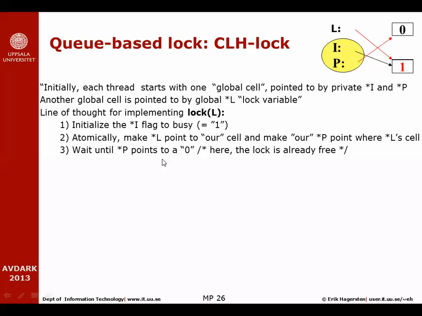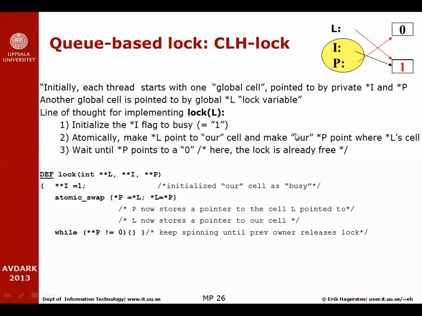And the third step here is that you wait until whatever P is pointing to is equal to 0. Well, right here, L was initially free. So this will be good news for this lock. We will actually be able to acquire this lock right away. This is how you would implement this lock.